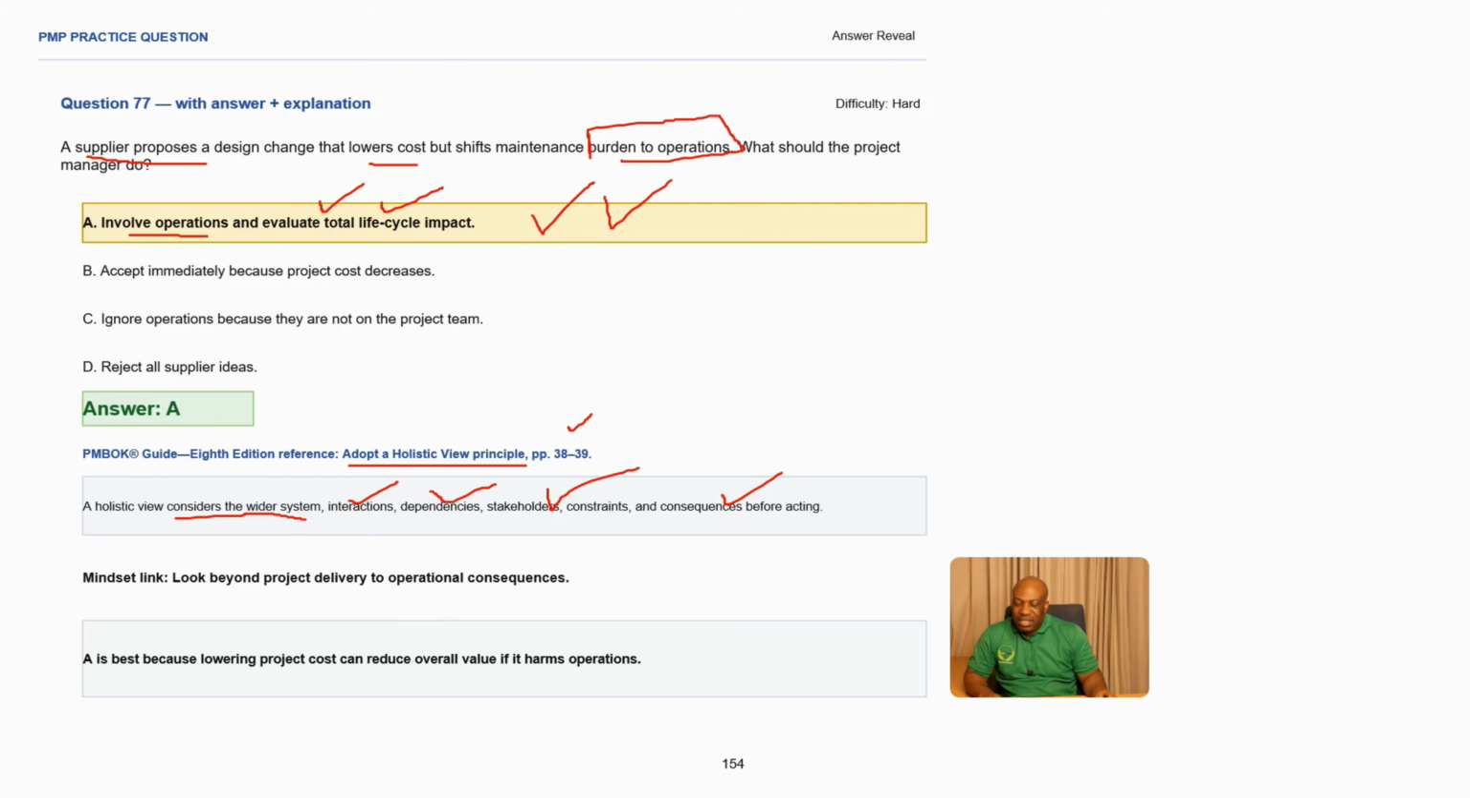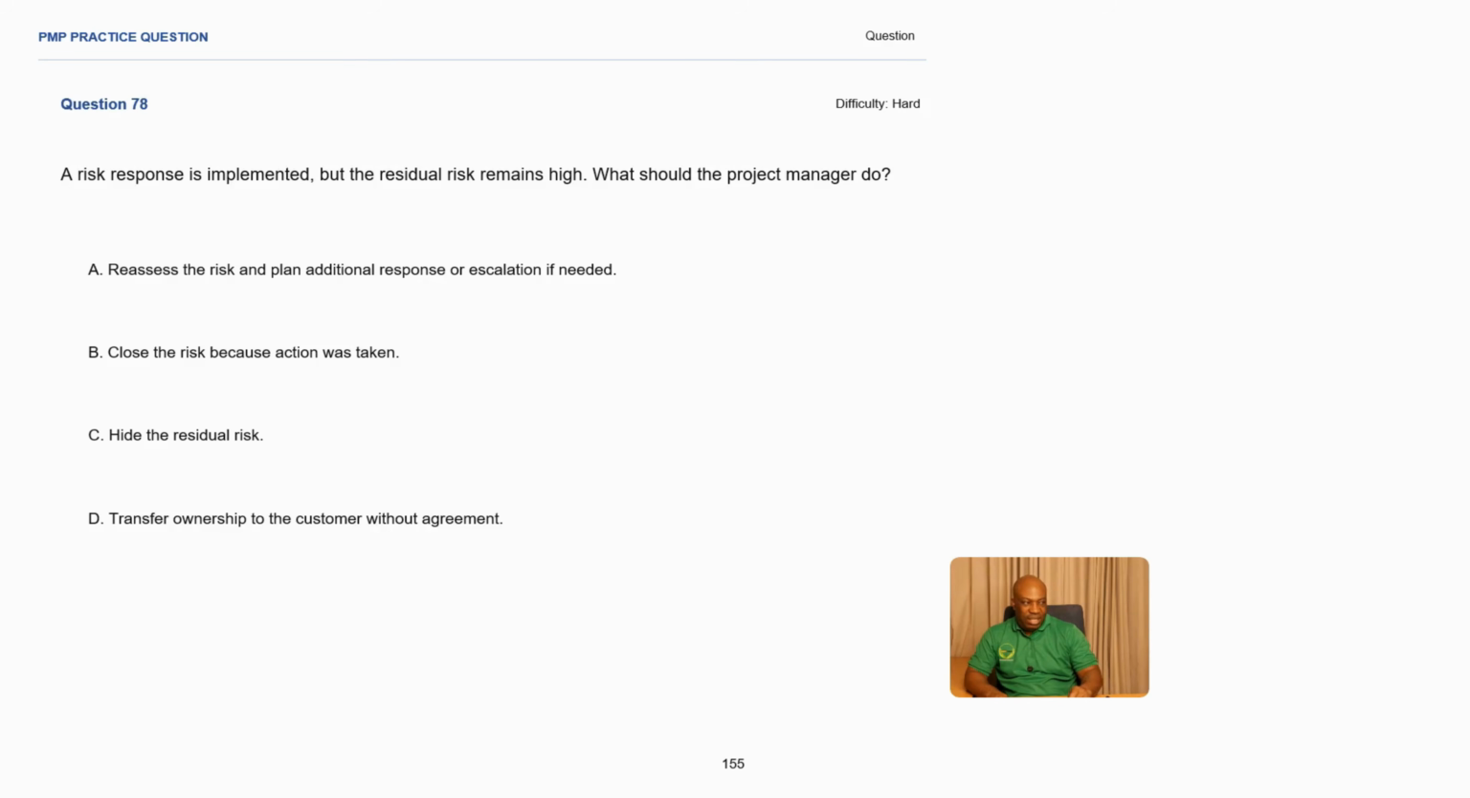And what is the best mindset that you can apply here? You need to look beyond project delivery into operations. When you finish your project, you're going to hand over to operations. So you don't want to hand over to operations, then start facing issues from that point onwards. Making A the best answer, because lowering project cost can reduce overall value if it harms operations. People might not accept it when you hand over to operations. Making A the best answer in this scenario.